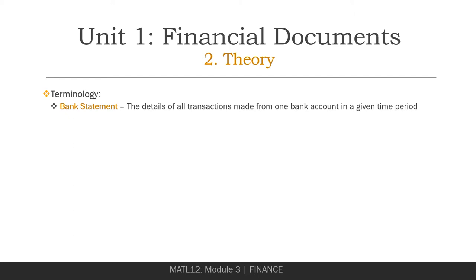So the first one will be a bank statement. Defined, the bank statement gives you the details of all transactions made from one account in a given time period. So for example, if you have a savings account and a check account, then you will have one statement for the savings account and another statement for the check account.